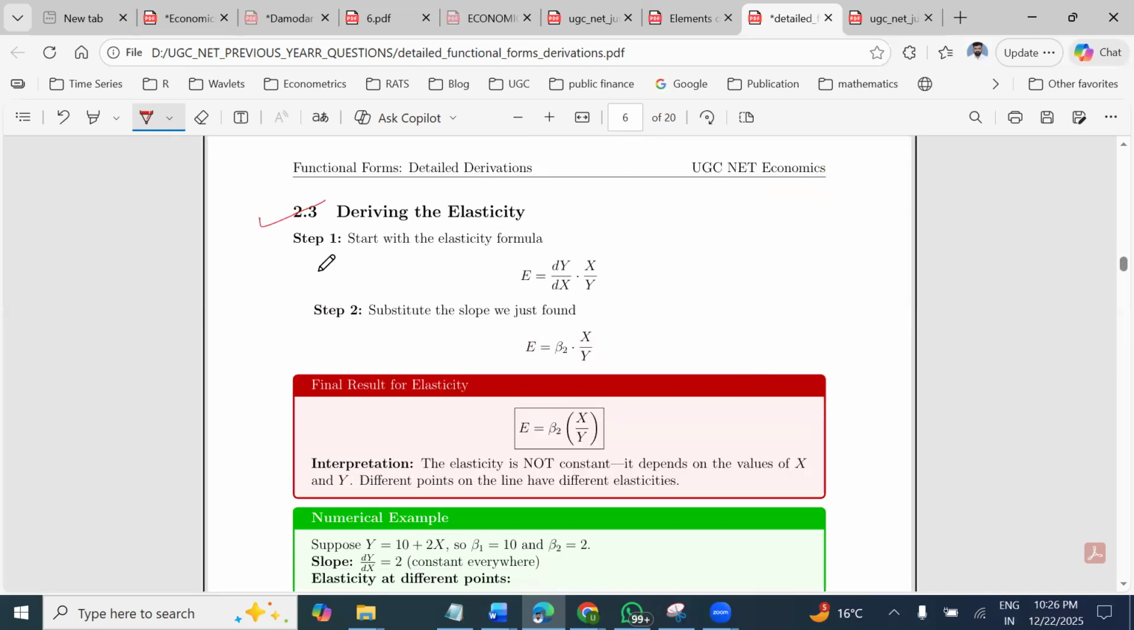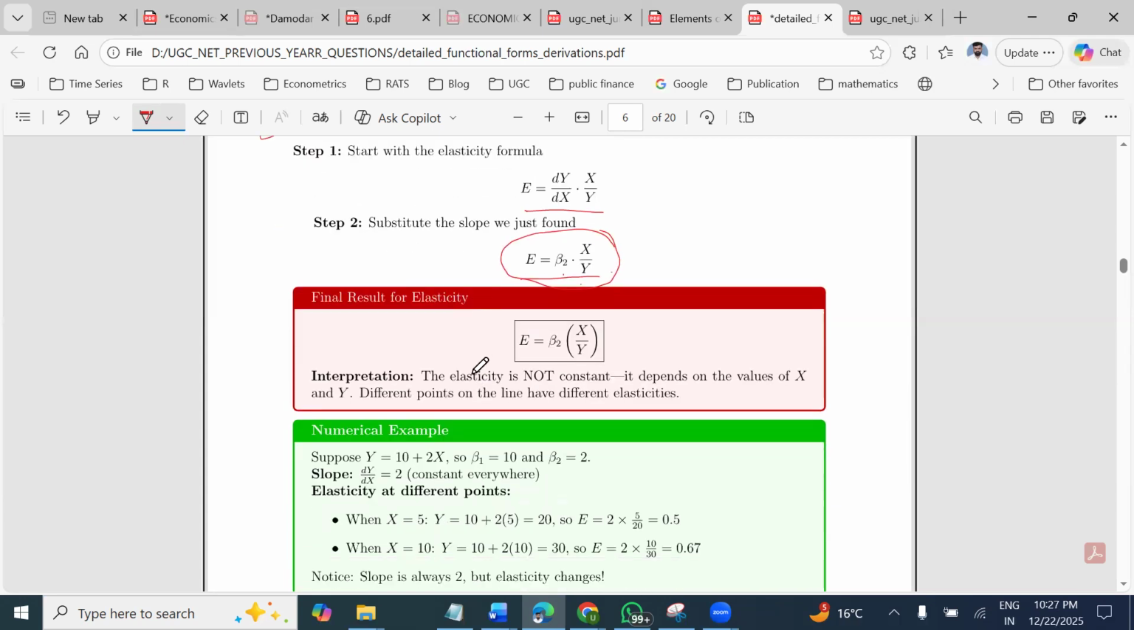Next question. The first and easiest function: we already know that elasticity is dy by dx times x by y. If we substitute beta 2 straight away, it will be beta 2 times x upon y. It means for a simple linear function, you can find the elasticity as beta 2 times x upon y. Now the elasticity is not constant because it depends on the values of x and y. So different points on the line may have different elasticity. This is also very important to understand.